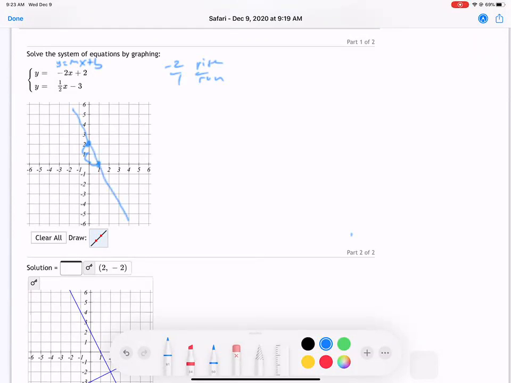The next line is -3. So my b is -3 and my slope is 1/2, rise 1, run 2. And take a look, we already had a point of intersection. That's going to be 2, -2.